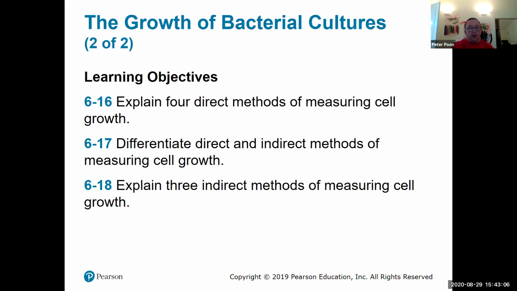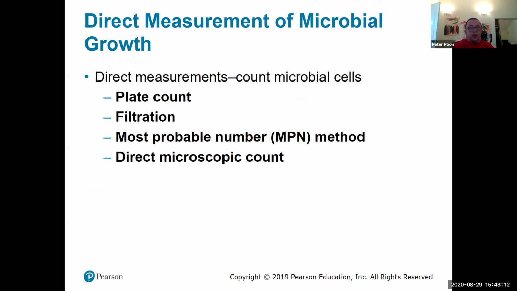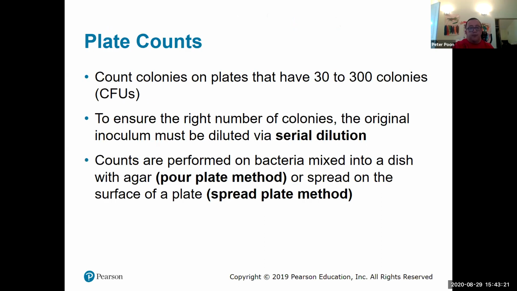So, measuring bacterial growth. Okay, so let's talk about measuring bacterial growth. Plate count, filtration, most probable number count, right? Microscopic count. Okay. So plate counts are by far the most often used of these, and so I'll explain that one. Skip the others. Okay. So plate counts.